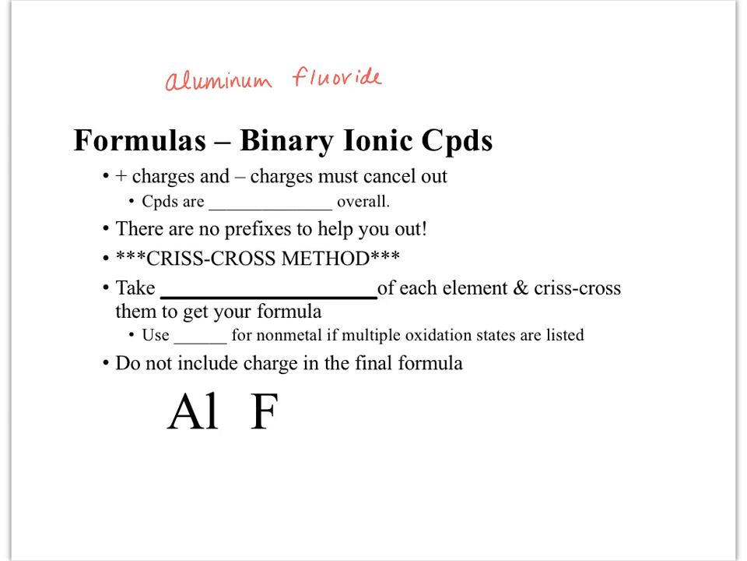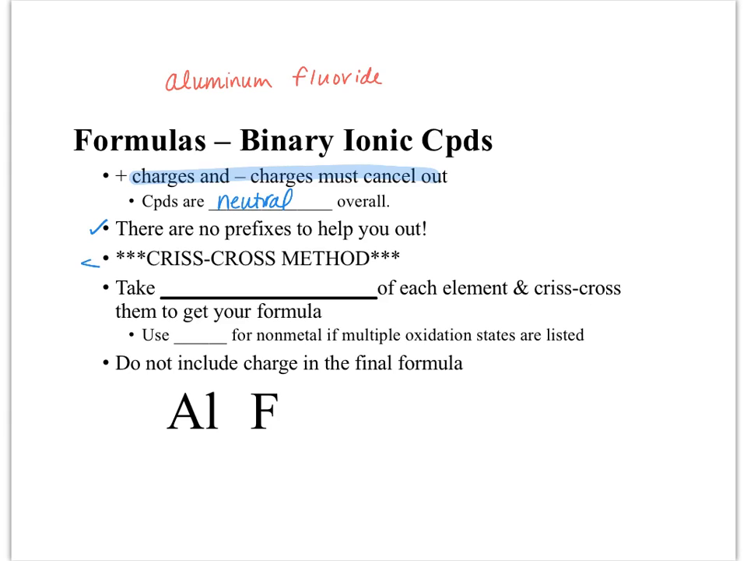The deal with ionic compounds is that the formula for the compound overall has to be neutral. So the number of positively charged metal ions I have has to cancel out the number of negatively charged nonmetal ions I have. Okay, so positive and negative charges must cancel out because compounds are neutral overall. So the compound itself will be neutral. The quantity of positive charges and negative charges will balance each other out. There's no prefixes in these words to help me.